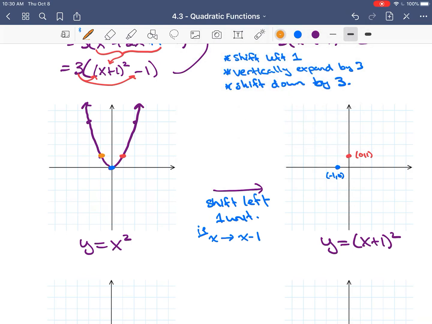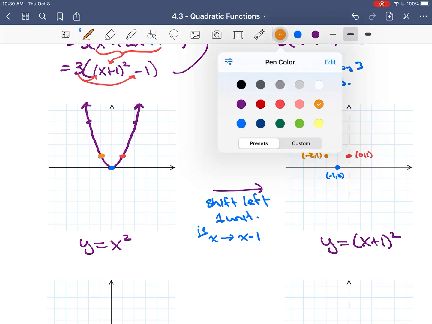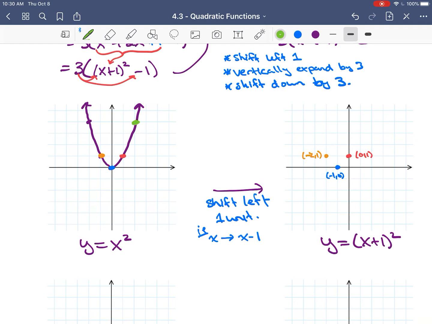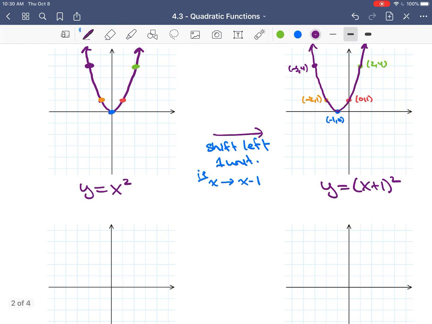Orange dot. So this one's going to be at negative 2, 1. And this 2, 4 dot is now going to be at 1, 4. Okay, and this last one is going to be at negative 3, 4. So then I'm going to have my parabola that's just been shifted over by 1. Okay, so that's my new one.